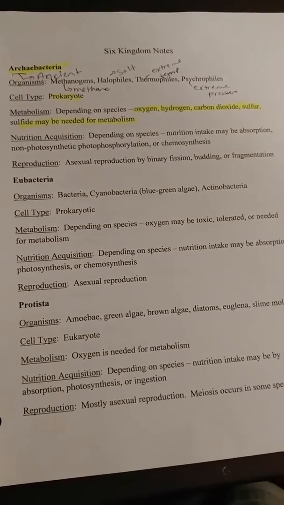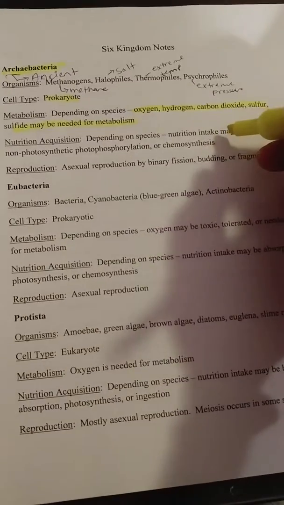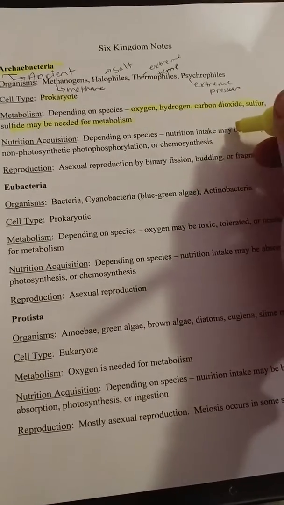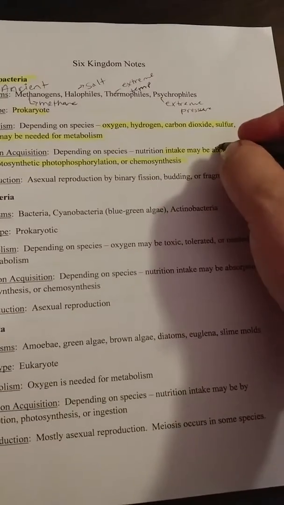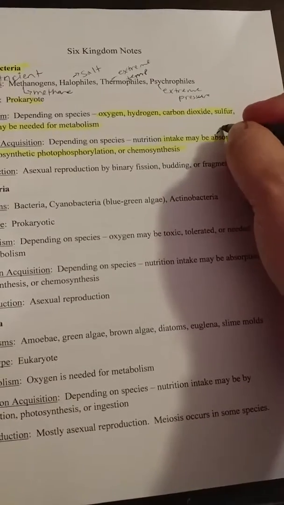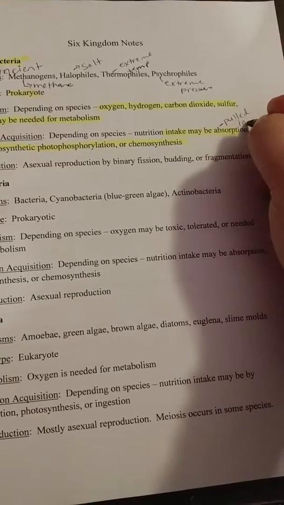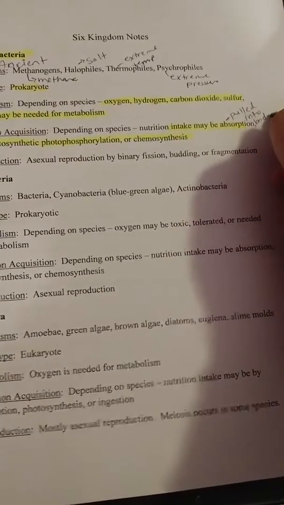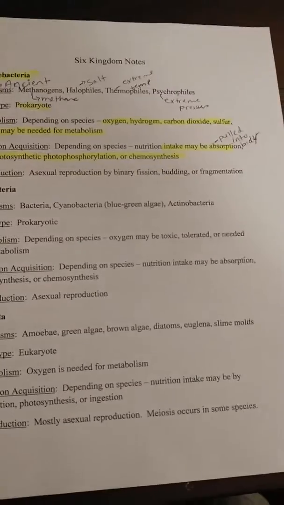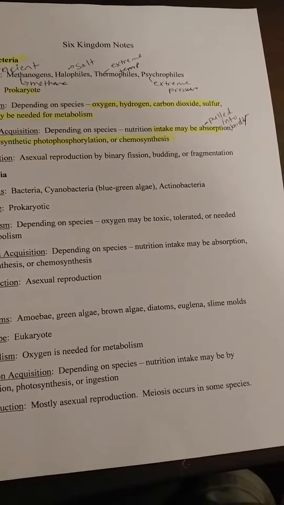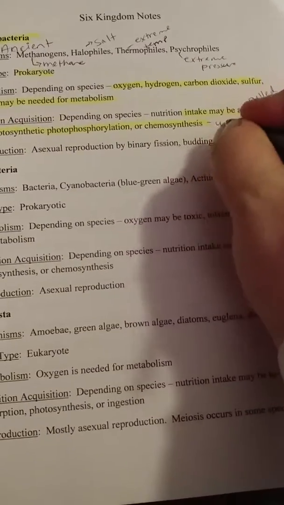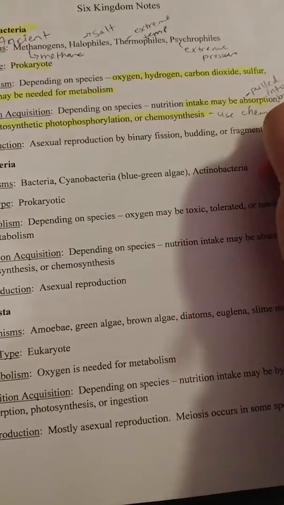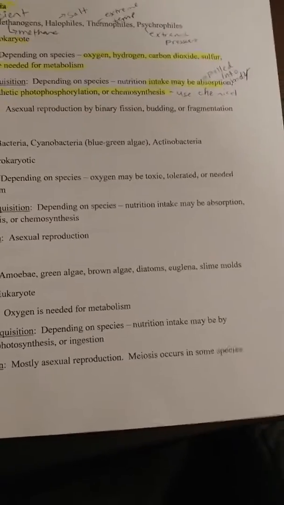So depending on the species, nutrition may be absorption, non-photosynthetic, photophosphorylation, or chemosynthesis. Oh my gosh, chemosynthesis. So when we say maybe absorbed, think about it like fungus. So it's going to be pulled into the body. We also have photosynthetic photophosphorylation. So non-photosynthetic. So when we say chemosynthesis, we're going to use a chemical. And most of the time it's sulfide.